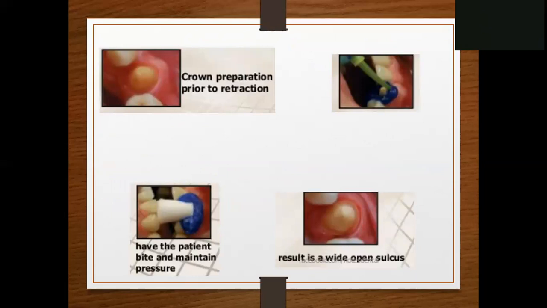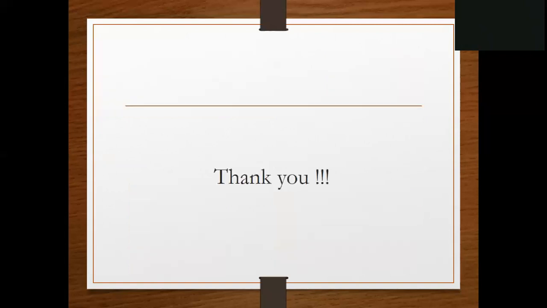That's a pictorial representation. We have prepared the crown, and we can see the margins, but only when we retract the gingival tissues will we get a proper impression, for which the base and the catalyst of the Gingiform are mixed and applied onto the sulcus area, and the patient is asked to bite and maintain pressure for 5 minutes. After 5 minutes, when we remove the Gingiform, we can see the wide open sulcus. Thank you.